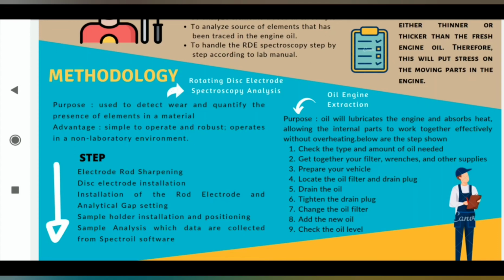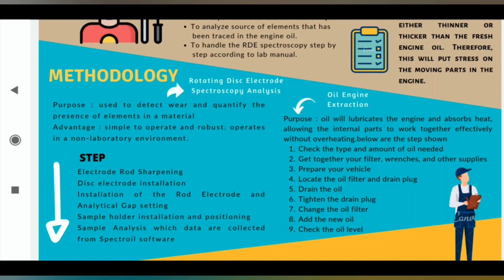So we go into the steps of this process. The first step is electrode rod sharpening. By inserting the rod into the electrode guide hole, for this step just apply some inward force in order to produce a tip at the end of the rod.